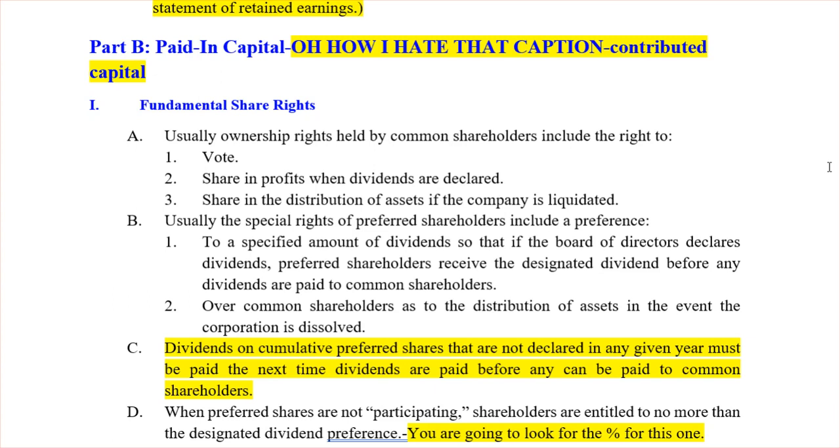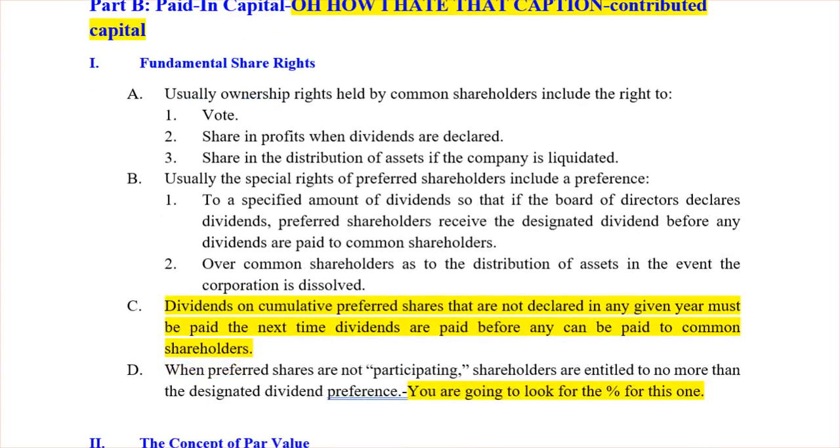if you do not have any declaration of dividends, and it says that are not declared in any given year. Remember, I said you don't really declare dividends on preferred; you just declare cash dividends. If it's cumulative and they are not paid, the next time dividends are paid, they are going to have to be paid before any can be paid to common shareholders. We had so many problems on this. Yes, you're going to expect to see a problem.